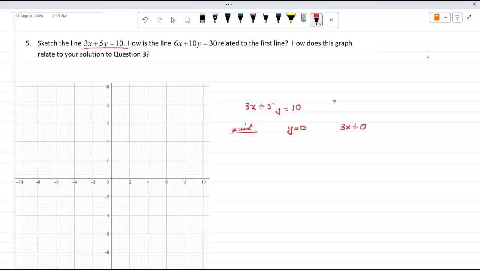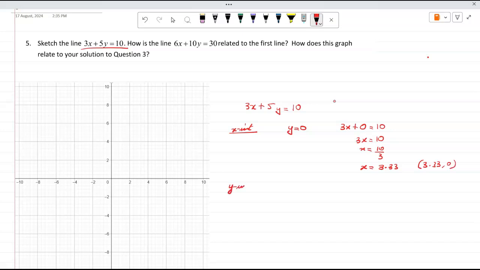So 3x plus 0 is equal to 10. So 3x is equal to 10, so x is equal to 10 over 3. That's how much? 3 threes are 9, so 3.33. So basically your point is (3.33, 0). That's your x-intercept.